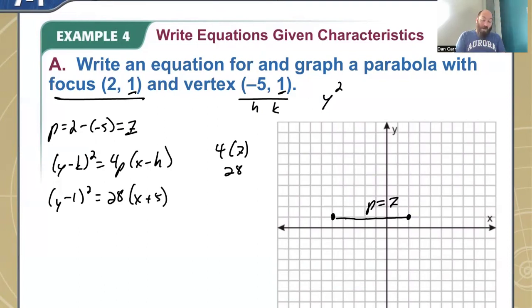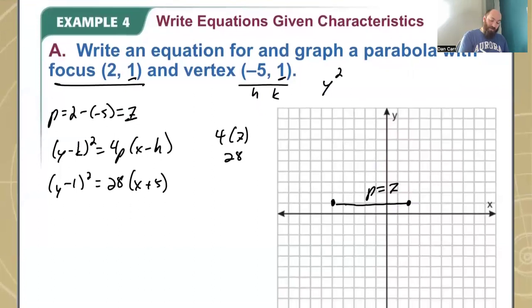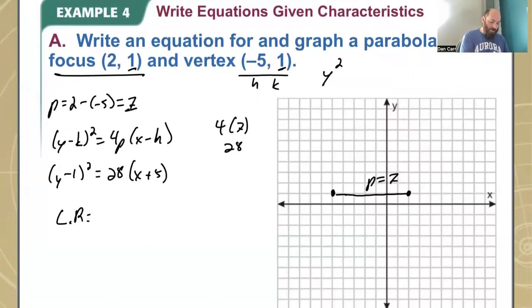From here, for the rest of my graphing, this one's a little bit tricky, because if I use strategies from before, my latus rectum has a length of 28, meaning I would go from the focus 14 spots up. 1, 2, 3, 4, 5, 6, 7, 8, 9, 10, 11, 12, 13, 14. So that point up there is going to be (2, 15).